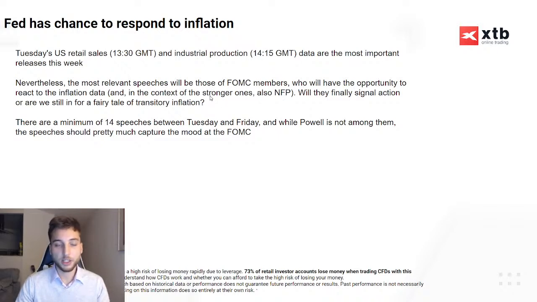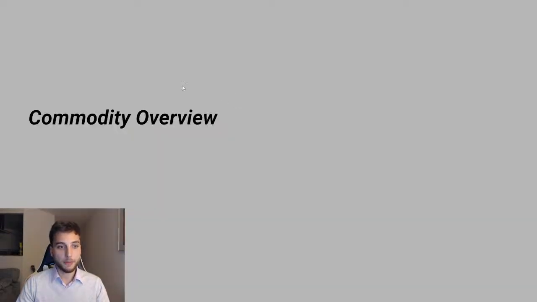As I mentioned at the beginning, many central bankers have declared that inflation is going to be temporary. It's going to pass on its own, but as we see with data every month, it's really just increasing. There are a minimum of 14 speeches between Tuesday and Friday, and while Powell is not among them, the speeches should pretty much capture the mood of the FOMC. As I said, not only the decisions themselves are important, but even their speeches are important because they can indicate their outlook and their view moving forward.